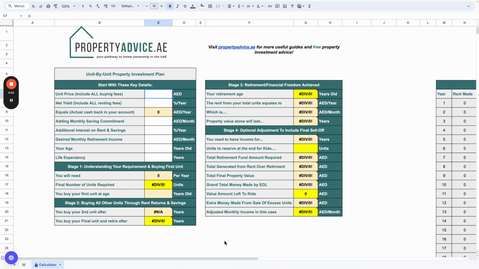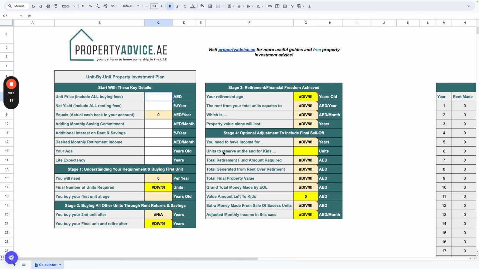Here I will be going through how to use the unit by unit property investment plan for financial freedom calculator. This is available on PropertAdvice.ae along with other useful calculators for property investment in Dubai. Now, if you haven't already seen my video explaining this whole idea of financial freedom through property, please check that out first. If you're ready to use the calculator though, this one will show you how to use it and how to understand all the cells and everything.